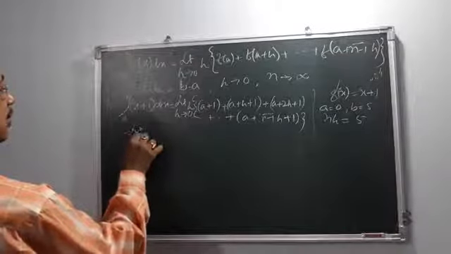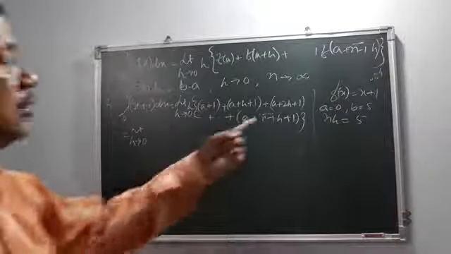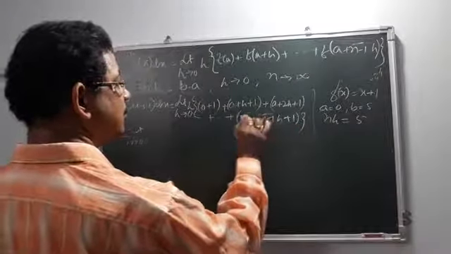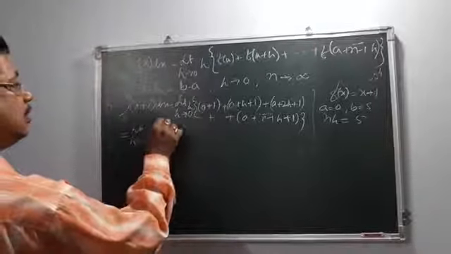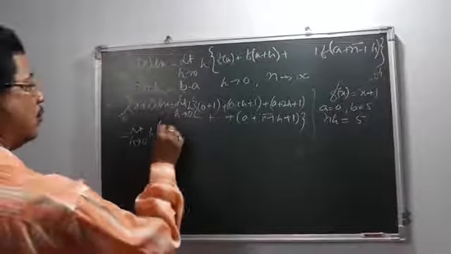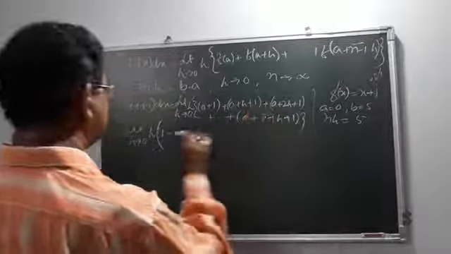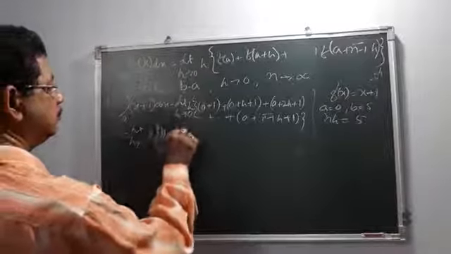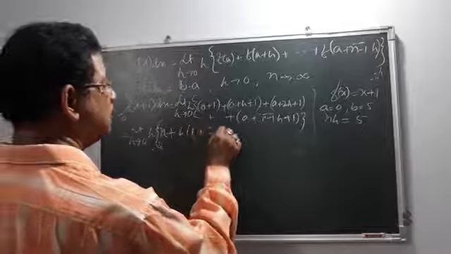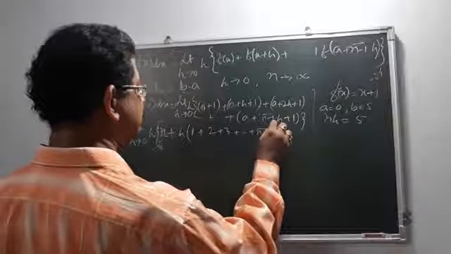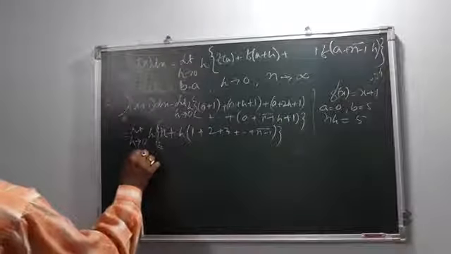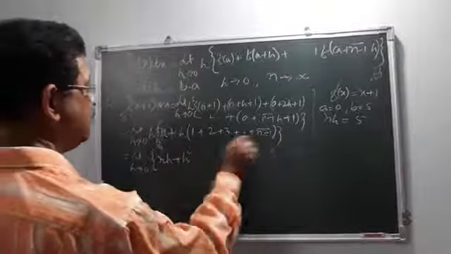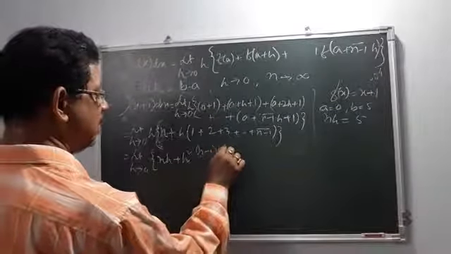Limit h tends to 0. Here a is what? 0. So at that time I will put 0 here, because a is 0. So what do we have left? It is 1. 1 repeated how many times? n times, so we will write n. Then h, if we take h common, then it will be 1, 2, 3, and finally n minus 1. Limit h tends to 0, nh plus h into h square, and this sum n minus 1, n divided by 2.